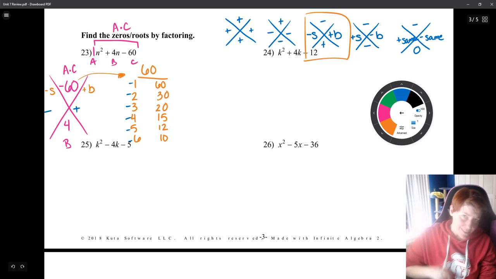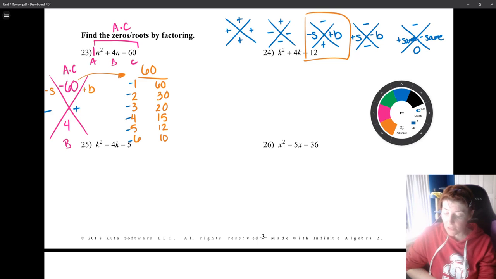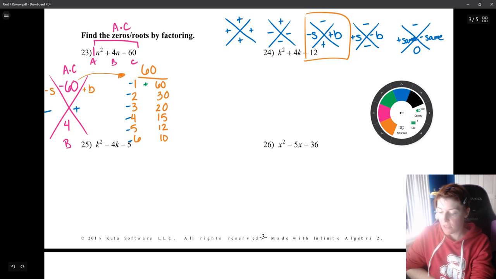And I'm going to add these together to see which one is going to create the positive 4. So if I added these two together, negative 1 plus 60 is 59. That's not the one that we're looking for. Negative 2 plus 30 is 28. Again, not the number I'm looking for.